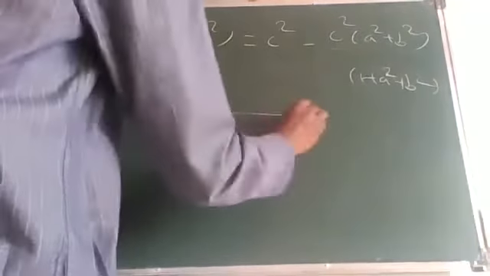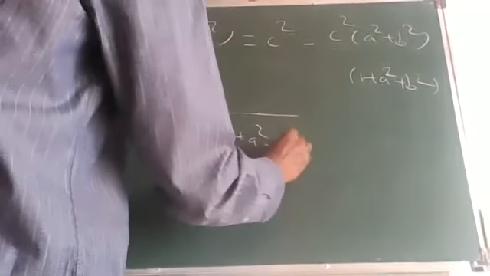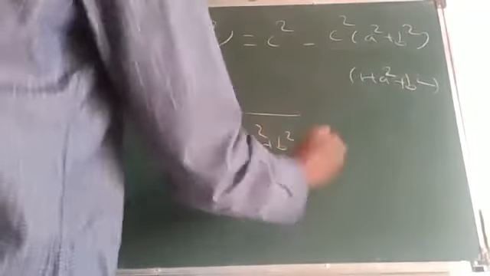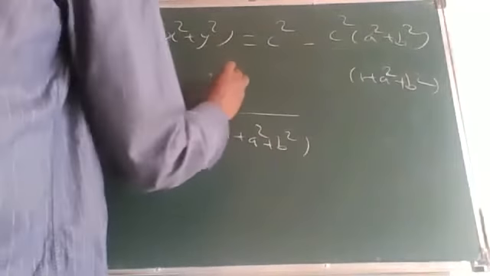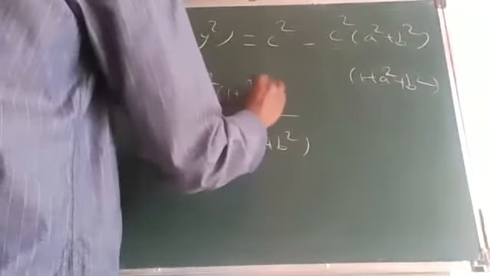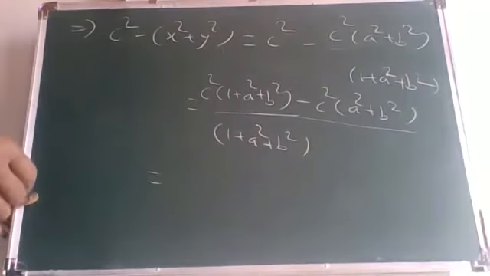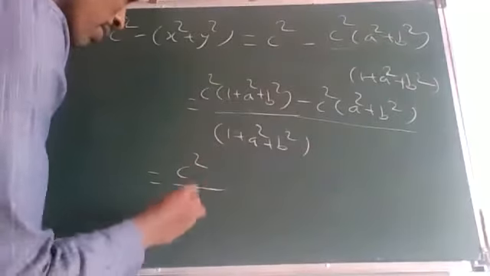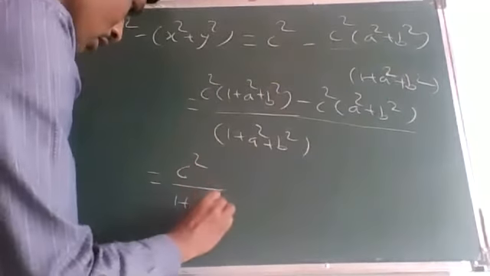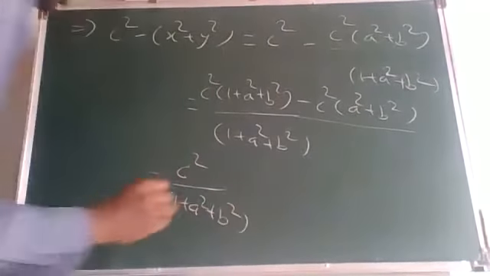Now see here, this is equal to 1 plus a square plus b square as the denominator. Clearing the denominator, first term c square in the bracket 1 plus a square plus b square minus c square inside the bracket a square plus b square, which is equal to c square divided by 1 plus a square plus b square.